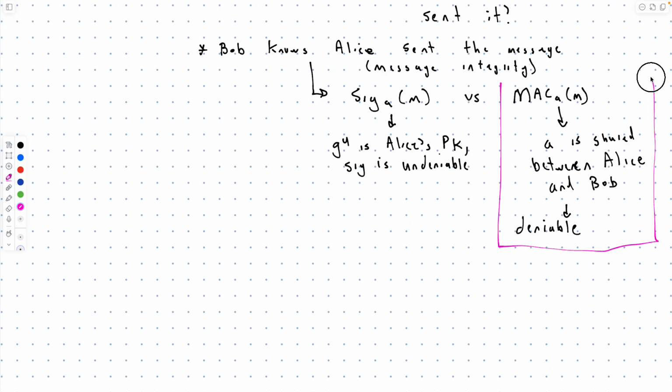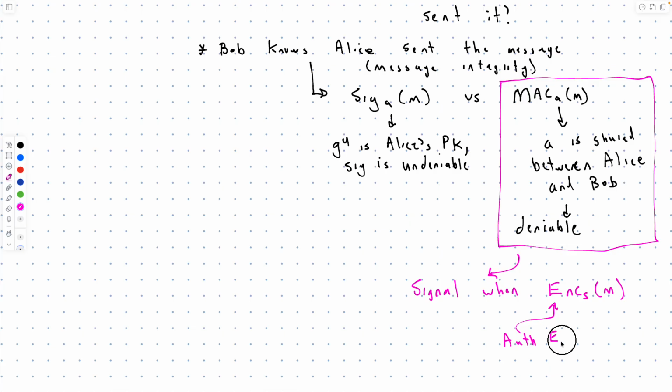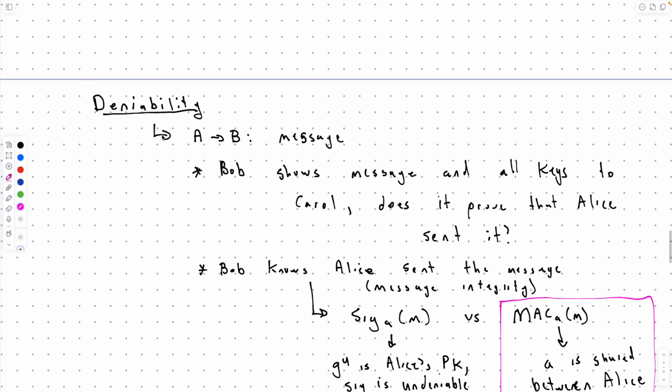So Signal is using this for every message when it does encrypt with, say, S or R of a message. And this is authenticated encryption, meaning there's a MAC. Sorry, say again. Is it like OTR? Yeah, so OTR is sort of a predecessor to Signal.